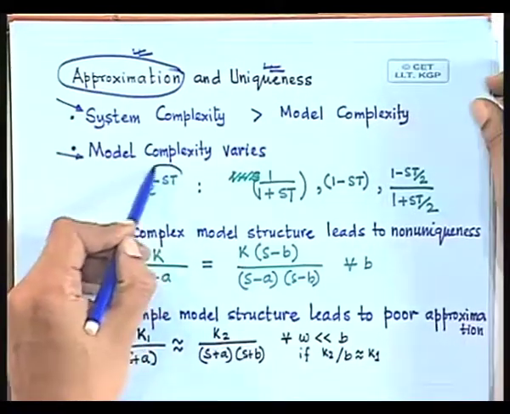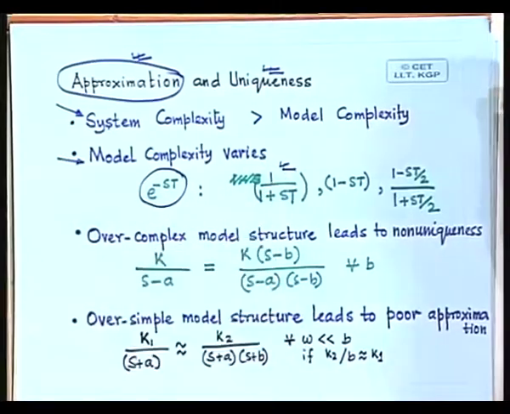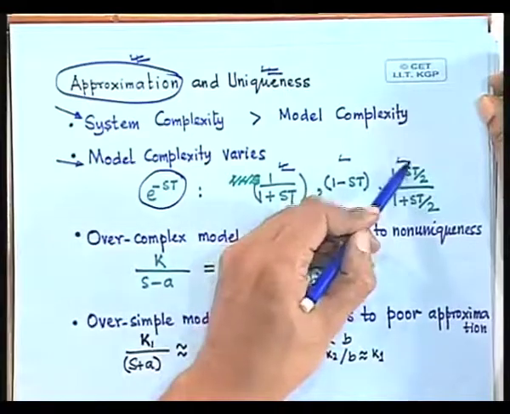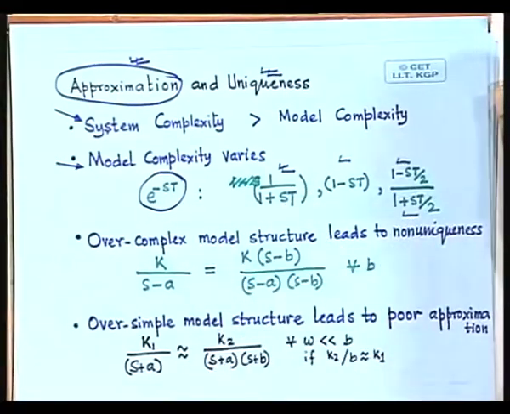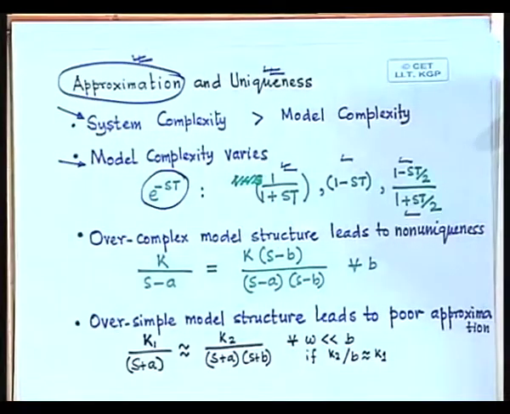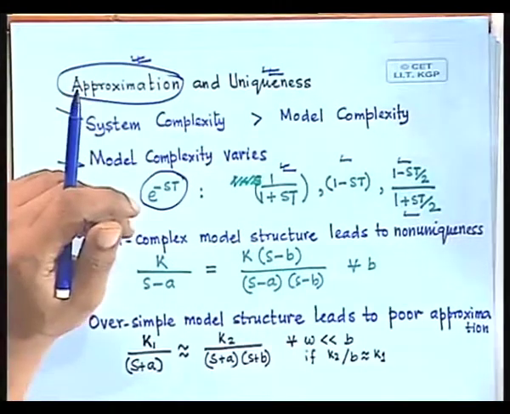For example, this e to the power minus st, you may model either as 1 by 1 plus st, or as 1 minus st, or as 1 minus st by 2 by 1 plus st by 2. Within certain frequency ranges, these are all valid approximations of e to the power minus st. Which one you will choose depends.